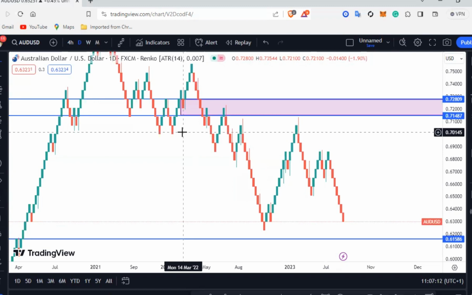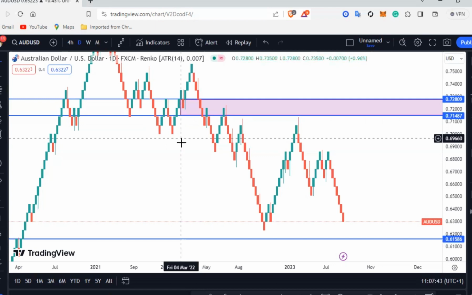This is the ATR 14. You can set the Renko bars using pips, that's a number of pips, or you can also set it with ATR. This one is default because I'm using the free version of TradingView. I don't know if on the paid version I will have access to set it myself, but this is the ATR 14. So you can use ATR to set the Renko chart.